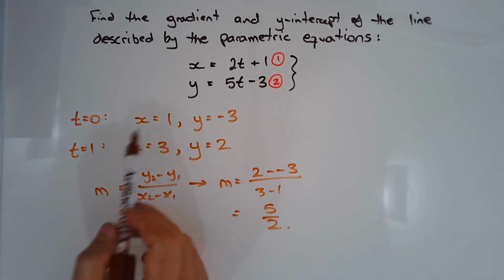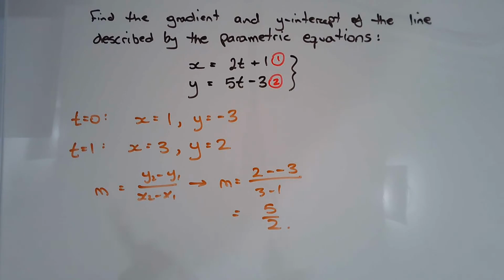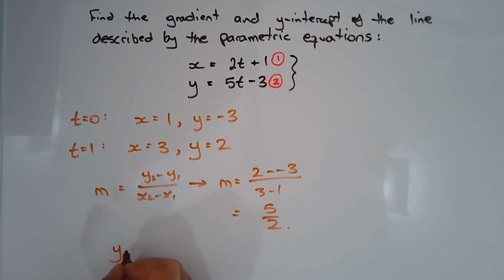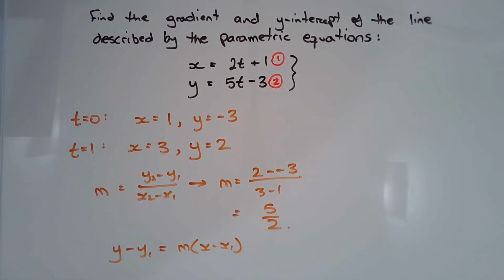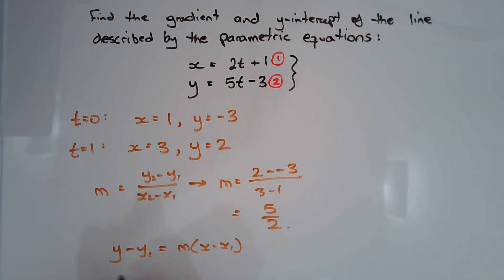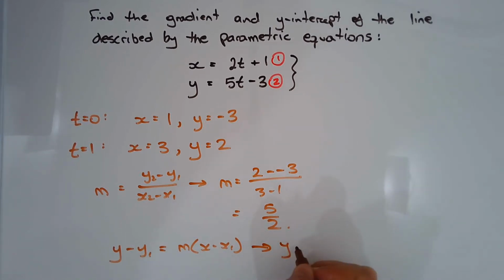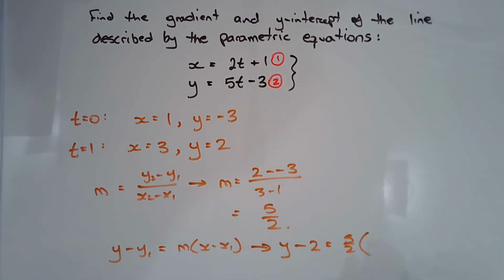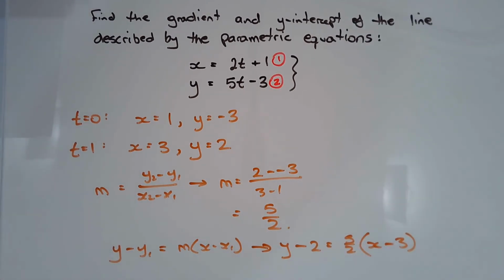And of course, we can then choose one of those 2 points. We have the gradient. We can then use the point gradient formula. So y minus y1 is equal to m outside of x minus x1. And we can choose any point we like. So I could use 3, 2. So y minus y1, so that's y minus 2, is equal to 5 over 2, that's the gradient we just found, x minus x1, so x minus 3. And we could multiply everything by 2, eliminating the fraction, and we can expand it and then convert it into the form y equals mx plus c. I'll leave you to do that.